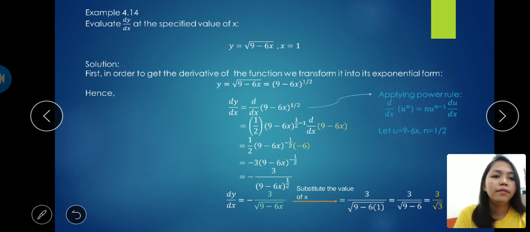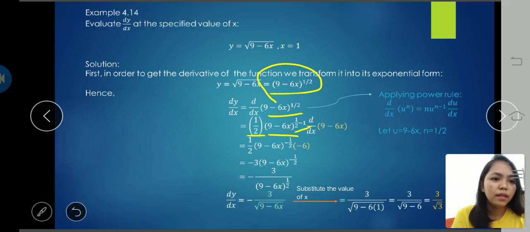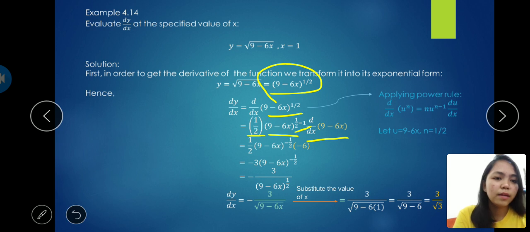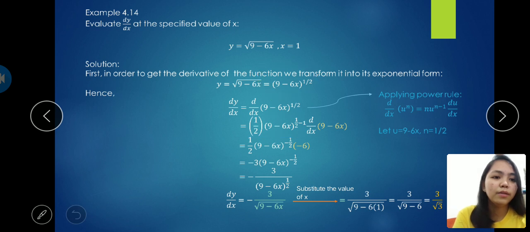So, we have the quantity 9 minus 6x raised to 1/2. Anong mangyayari dito? Apply lang natin si power rule. Yung exponent niya, 1/2, then copy mo yung base, yung nasa loob. Then, anong mangyayari dun sa exponent? Magma-minus 1 ka lang. Therefore, you have 1/2 minus 1. And then, get the derivative of the base, yung nasa loob, 9 minus 6x. So, simplify lang natin ito. We have 1/2 times 9 minus 6x raised to negative 1/2.